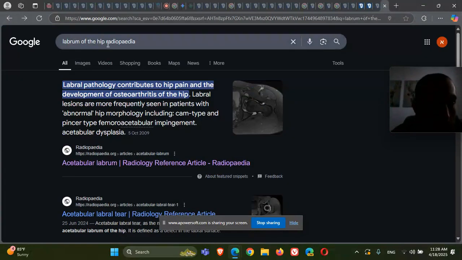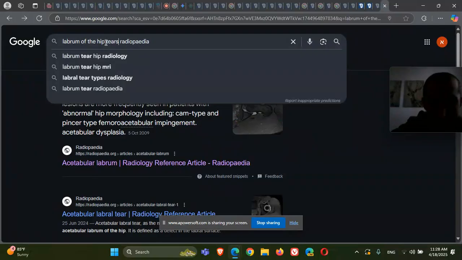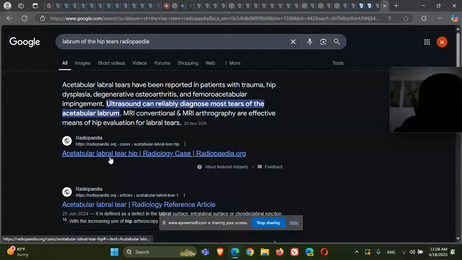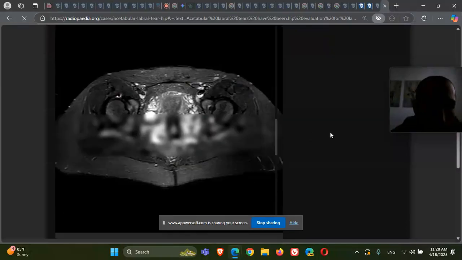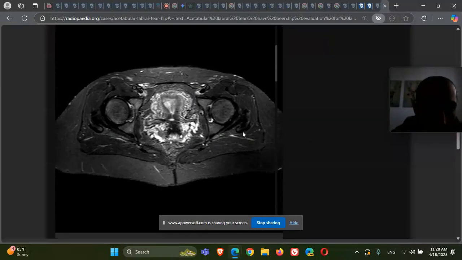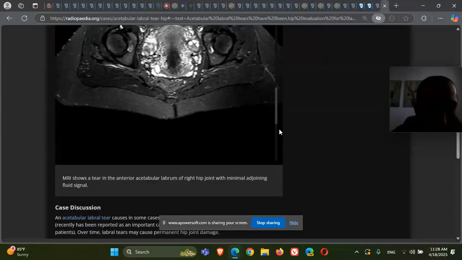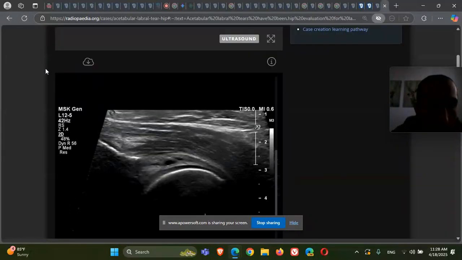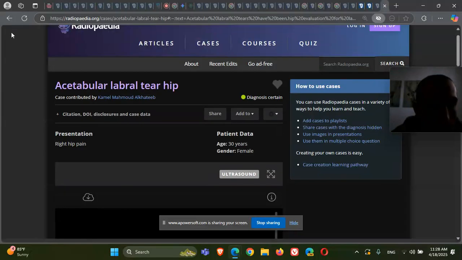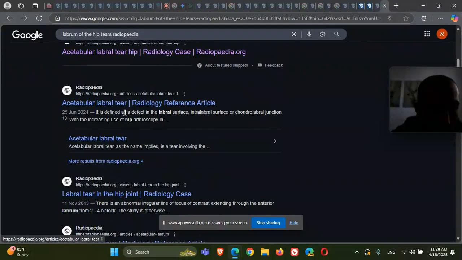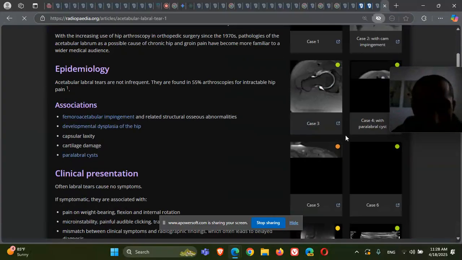Oh, I want tears. Okay, so we have the labrum that you just saw, and sometimes what we can see are labral tears. That's what I want. You can see the tear right over here.